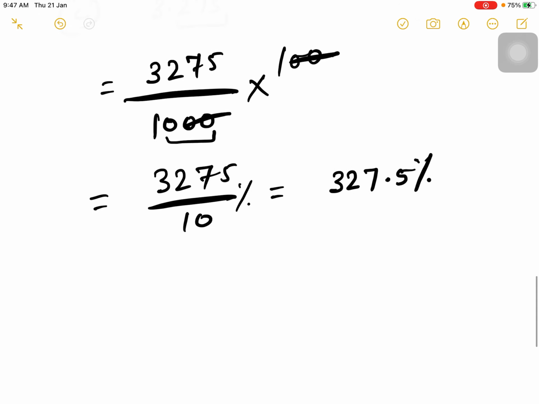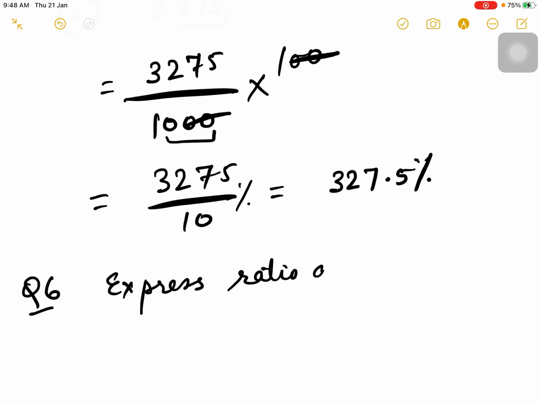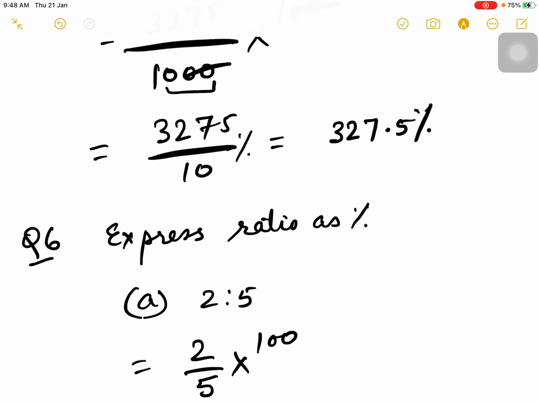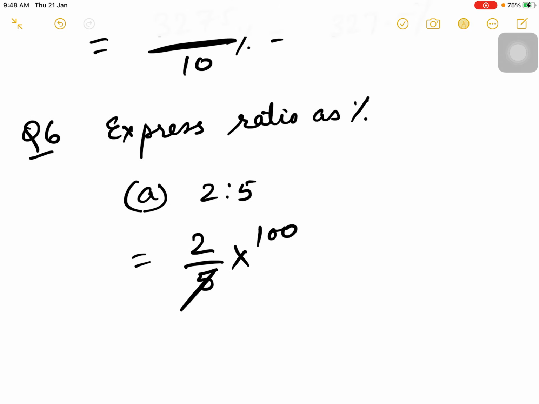Okay, now question number 6, express ratio as percent. Very simple, express ratio as percent. Okay, so part A is 2:5. So convert it into fraction first, then convert into percentage. 5 2s are 10 and it is 20. So 20 into 2 is 40%.